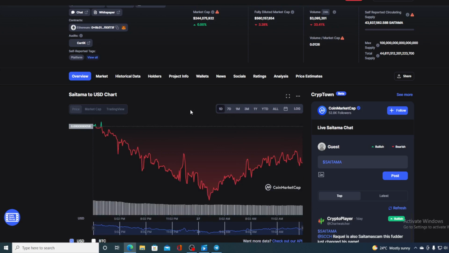If you were thinking of entering Saitama Inu community, I would not advise you to do that right now, because I'm afraid that the bears are gonna continue driving this price further down before the bulls take a hold of it. And until the bulls take a hold of this price and they start driving it up a bit more, I would not advise you to invest into Saitama. So Saitama does not look like a good investment to me right now.